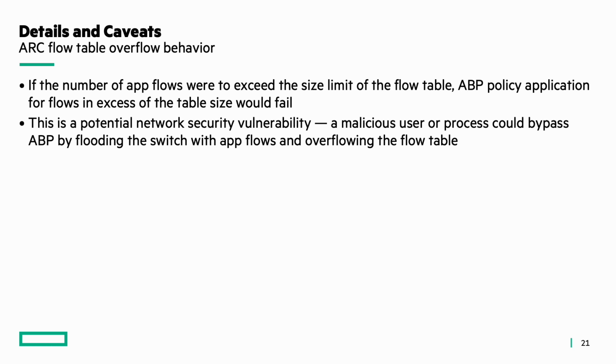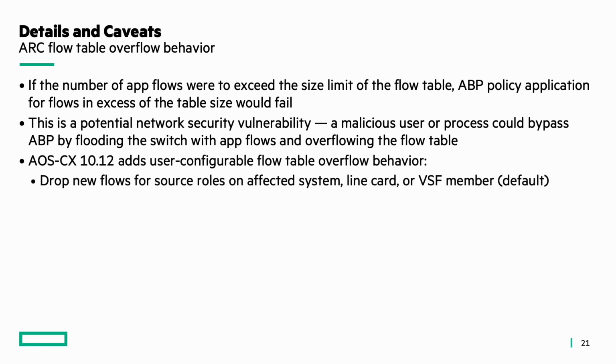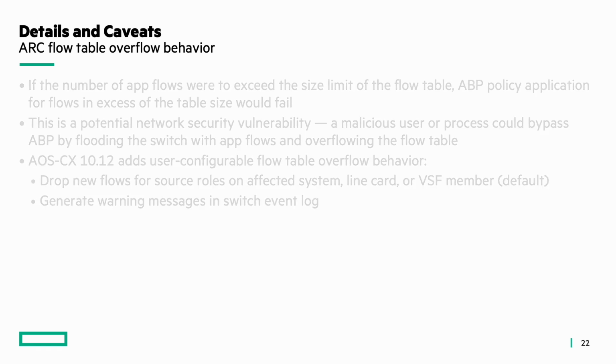To mitigate this issue, AOS-CX 10.12 adds a user-configurable flow table overflow behavior. The default setting drops new flows for affected source roles on the affected system, line card, or VSF member when a predefined flow table utilization threshold is exceeded. As an alternative, warning messages can be generated in the switch event log when the threshold is exceeded, permitting app flows without application of app-based policies.